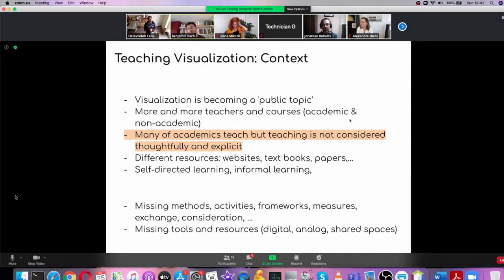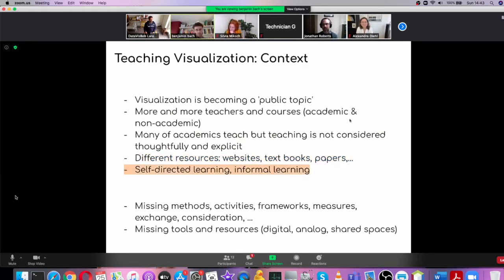But not only academics, there are a lot of courses outside university from freelancers or from other professionals who offer courses, from The Guardian, for example, and so on and so on. So teaching is not just academic, but it's wider than that, of course. And there are different resources right now on teaching, and different styles.